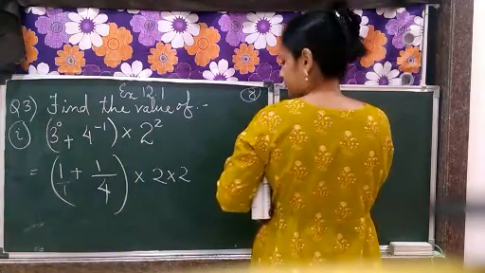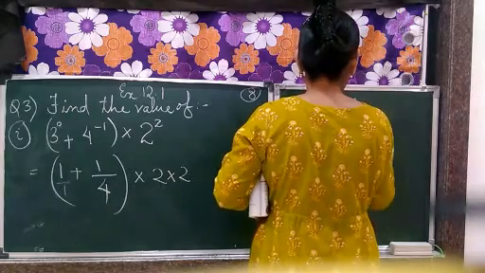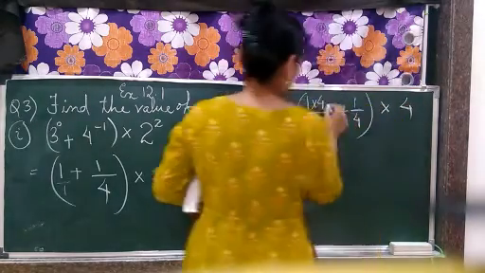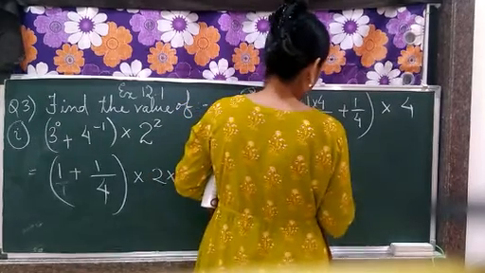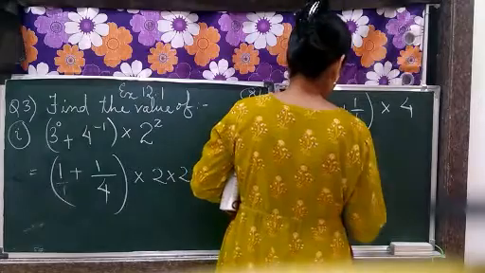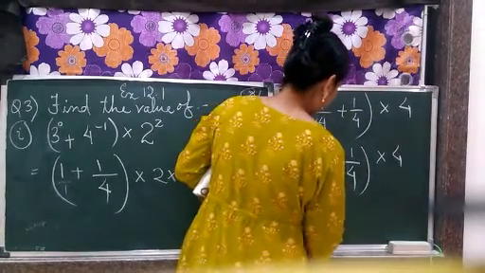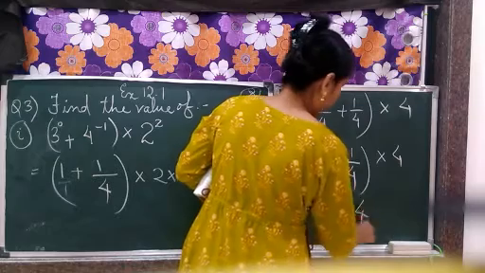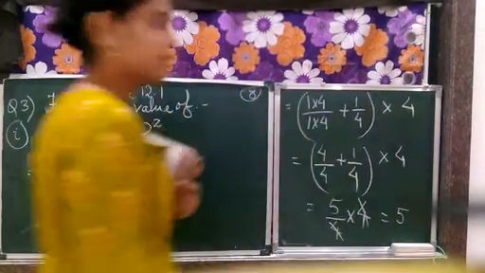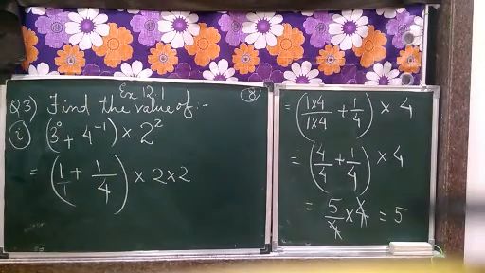So 2 2s are 4. Now 4 upon 4 plus 1 by 4 into 4. 4 plus 1 is 5 by 4 into 4. 4 and 4 get cancelled, children, and the answer comes out to be 5. Okay. Now we are going to start the second one.